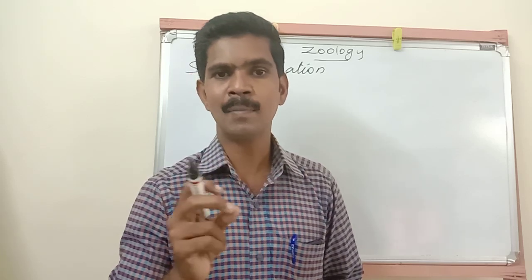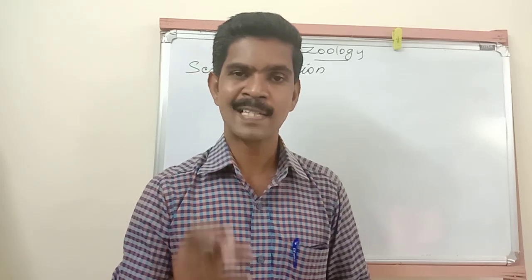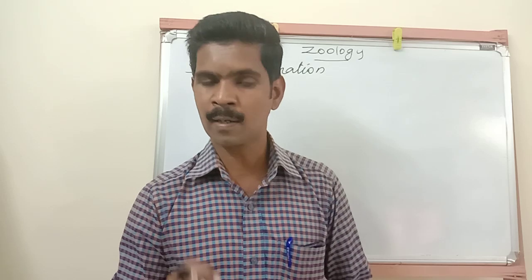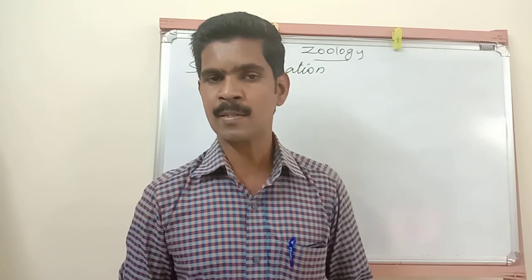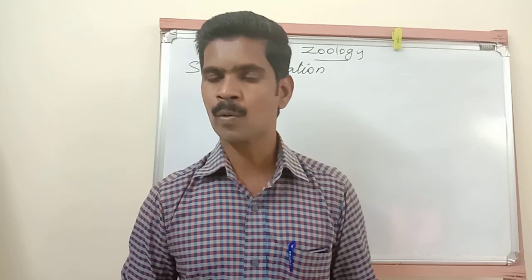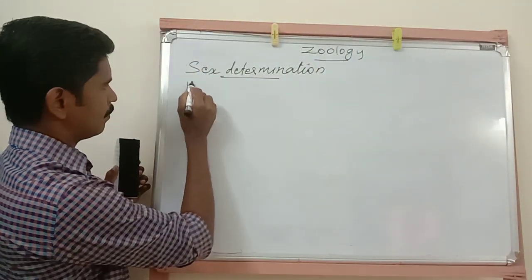So the organism which produces dissimilar gametes is called a heterogametic organism. And the organism which produces similar gametes is called a homogametic organism. Homogametic organism means an organism which produces similar or the same gametes. And the organisms which produce different gametes are called heterogametic organisms. Understand all of you? So now we are going to study heterogametic sex determination.